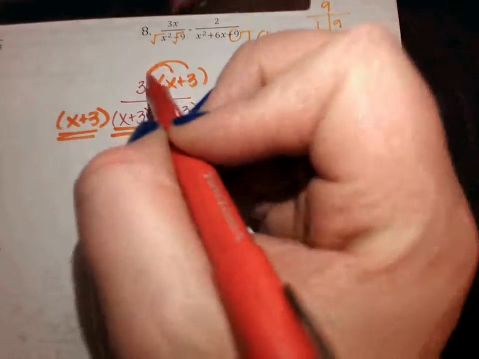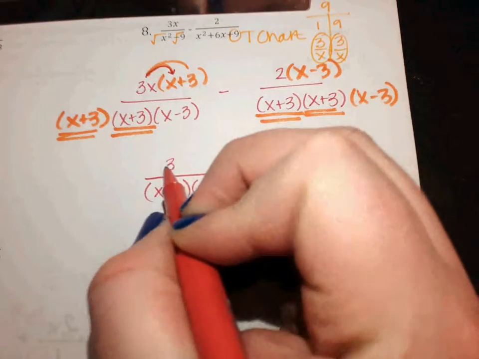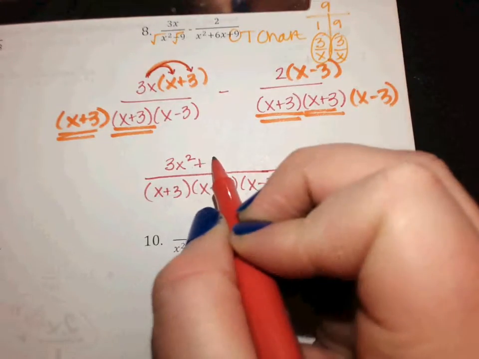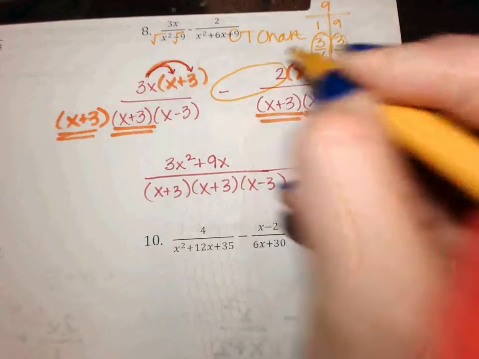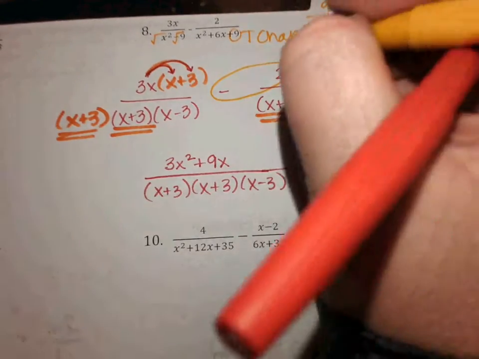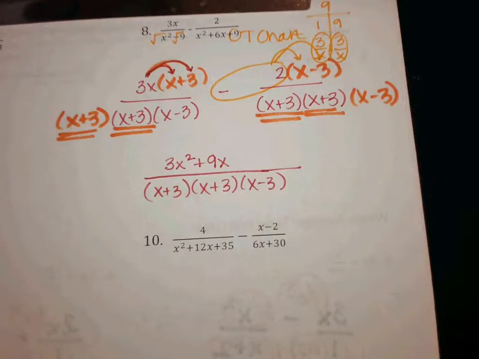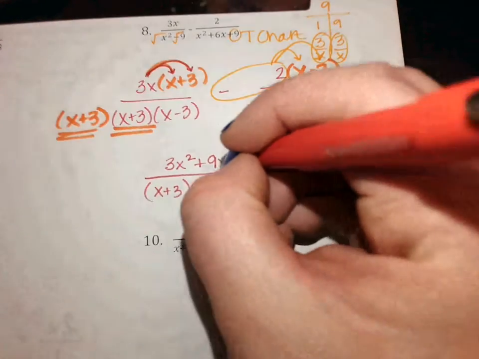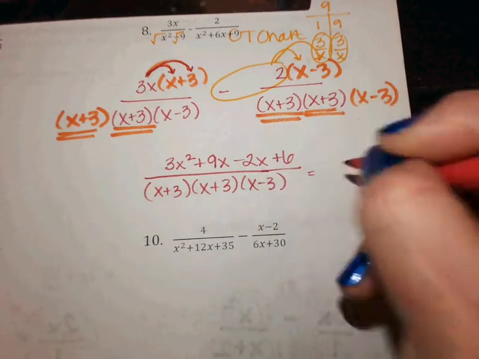And then 3x times x, what do we get there? 3x squared. Then 3x times 3. 9x, good. And then am I only distributing the 2? What comes with it? The minus with the 2. So it'll be minus 2 times x, then minus 2 times 3. So minus 2 times x is minus 2x, minus 2 times minus 3 is a plus 6.